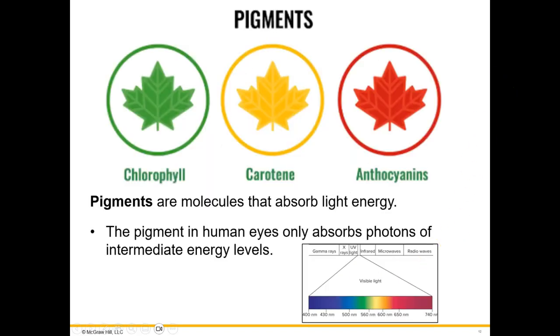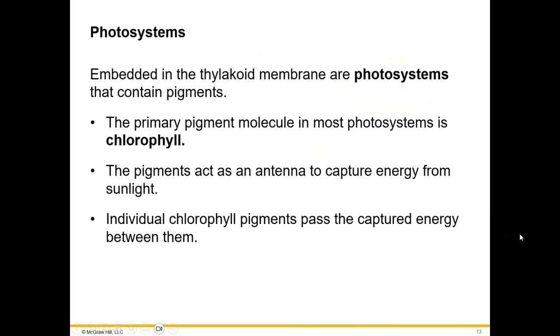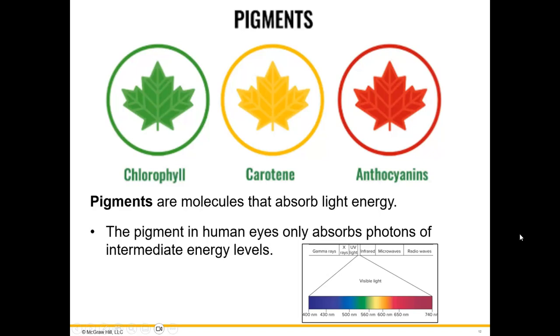Whenever we're talking about pigments, we're really just talking about molecules that are able to absorb light energy. Normally pigments come up in conversations with art. You've heard about really high pigment paints that are super expensive and high quality. But a pigment is just anything that's able to absorb light energy, and therefore it's also able to express some kind of light energy that we are able to perceive. The pigment in human eyes is only absorbing photons of intermediate energy levels, the range of visible light. That's what we're able to pick up on and perceive.